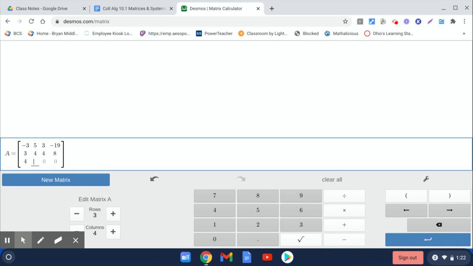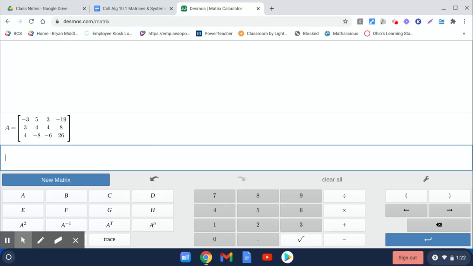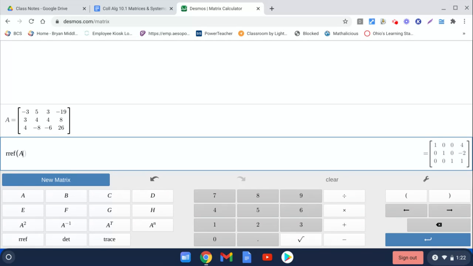Also notice that when you put it into Desmos, you don't have that little dotted line, which is fine. You don't need it. That was just for us to see where the solutions were. And then we'll hit enter. And so that's now stored as matrix A. And so what we want to do, down at the bottom of the screen, is you have reduced row echelon form. And we want to do reduced row echelon form of matrix A. And it does it right there.